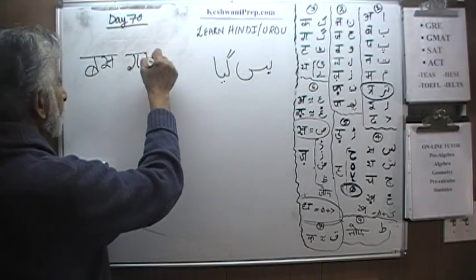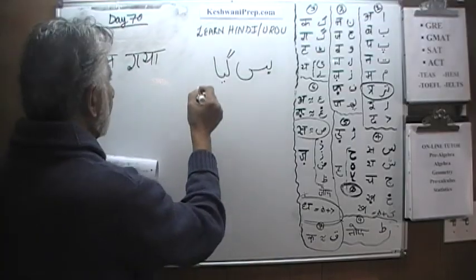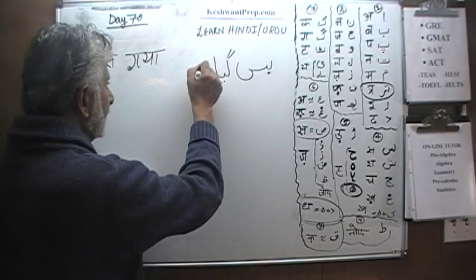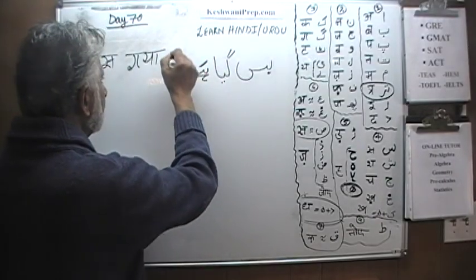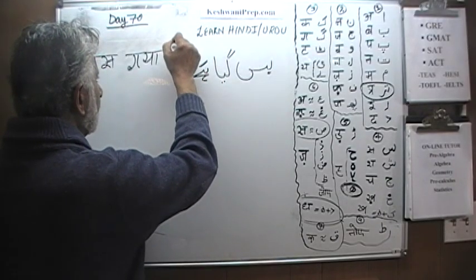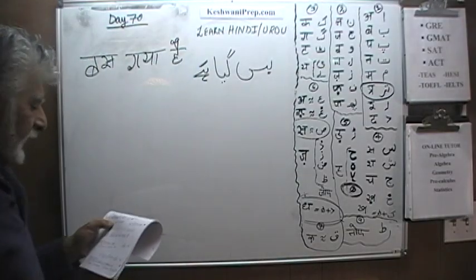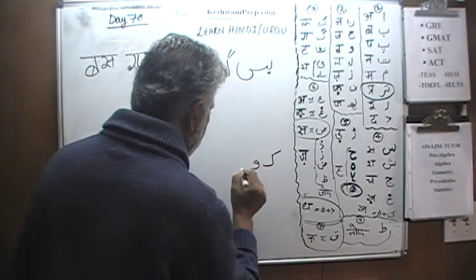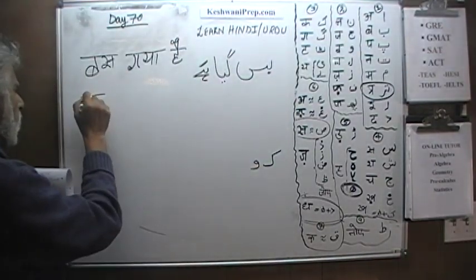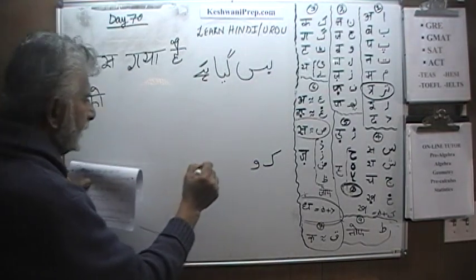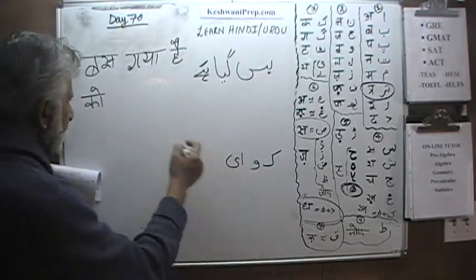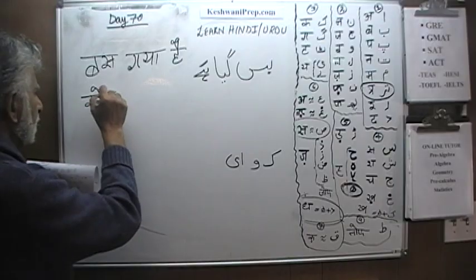Bus gaya, go, ya. Bus gaya, hey, again hey, and this time I'm going to remember that it's a badi ki matra, so we need a zabar on top of the ha. Bus gaya hai, koi, ko, and a wow makes a ko. And then we need an e, alif and a choti e. That's a badi e. So here we go, badi.